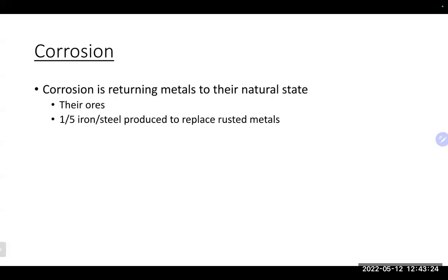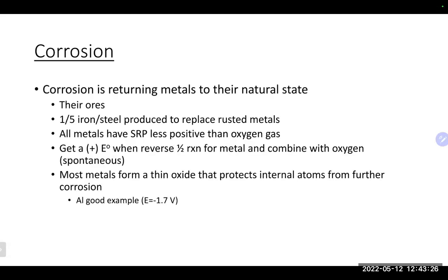Let's talk a little bit about corrosion as well. Corrosion is pretty much an oxidation reaction that occurs for metals. So any metal that goes through an oxidation reaction will basically be considered going through corrosion. A fifth of our steel is made to replace iron that goes bad. All metals that have an SRP value less positive than oxygen will pretty much go through corrosion.